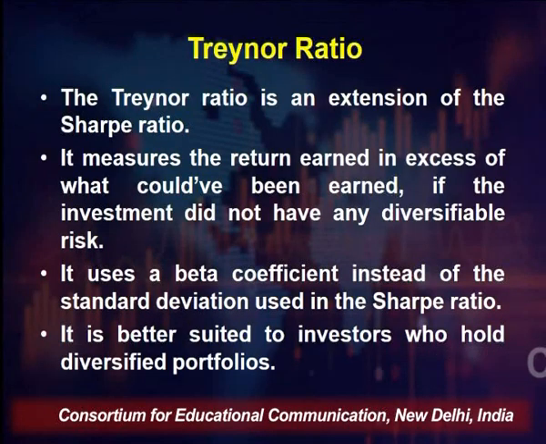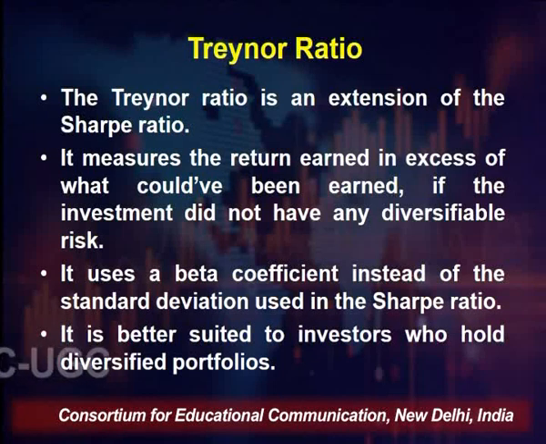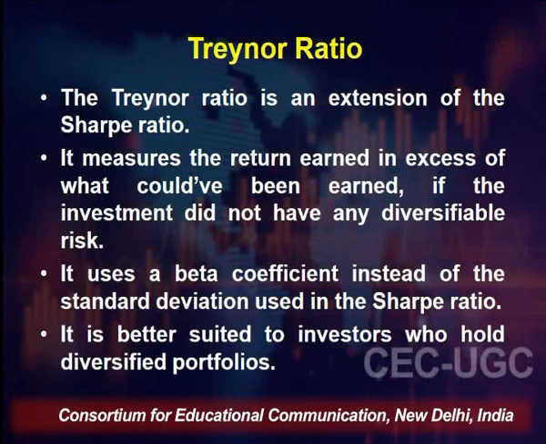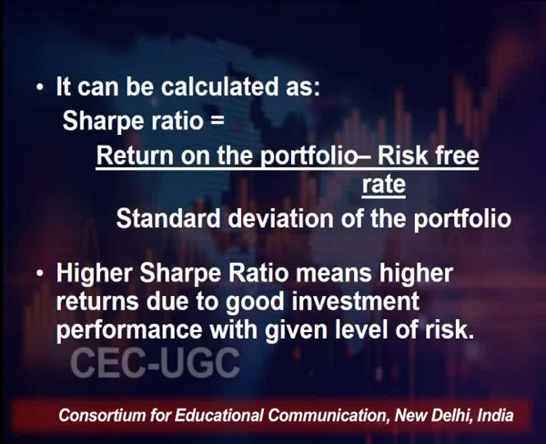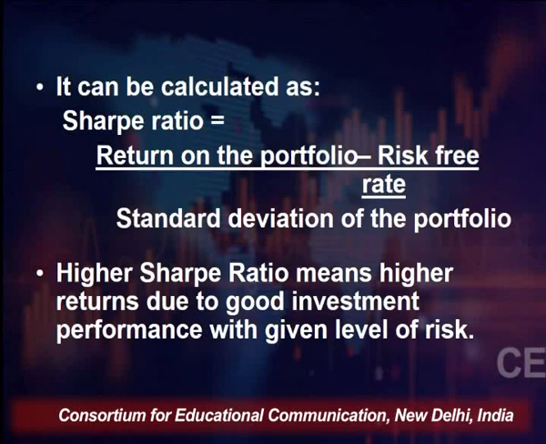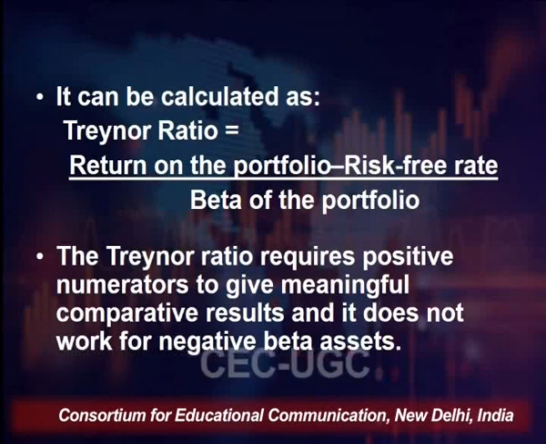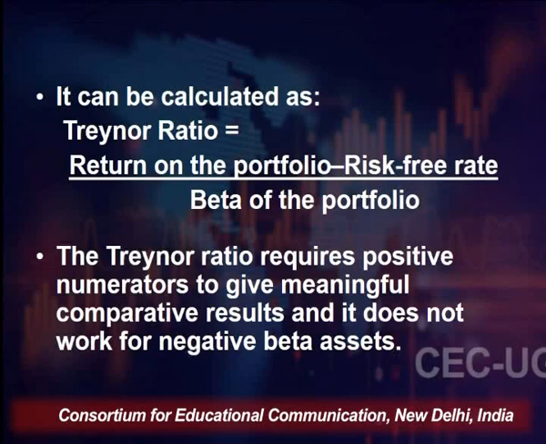And finally, very quickly, the Treynor ratio. The Treynor ratio is an extension of the Sharpe ratio. It measures the return earned in excess of what could have been earned if the investment did not have any diversifiable risk. So it uses a beta coefficient instead of the standard deviation used in the Sharpe ratio. Instead of standard deviation, here we use the beta of the portfolio: return of the portfolio minus the risk-free rate, divided by the beta of the portfolio.